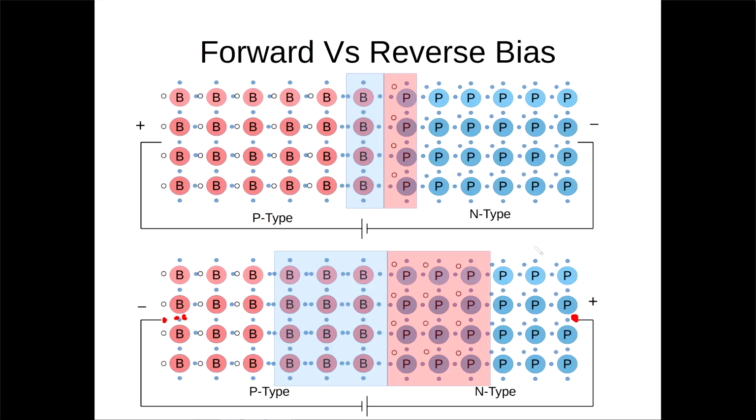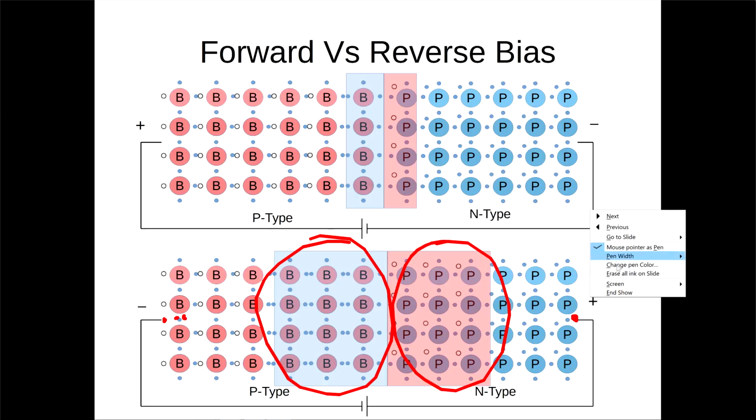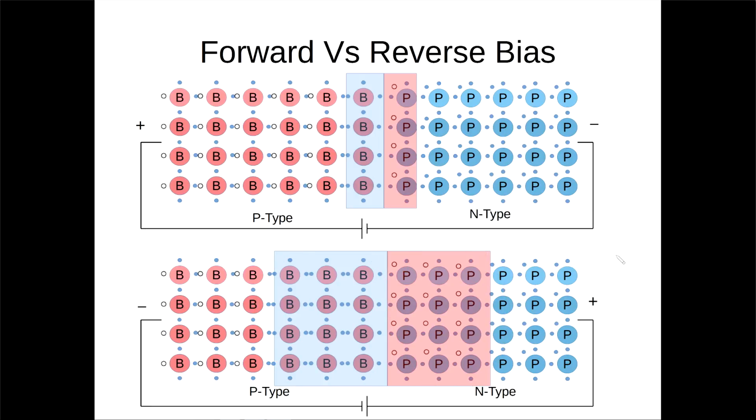And what that's going to do is make this side more positively charged, this side more negatively charged, and the depletion region is actually going to get larger. This does not allow the semiconductor to conduct, because again, this part right here is resisting the flow of electricity. It's resisting that current flow. So in this configuration, electricity will not flow.